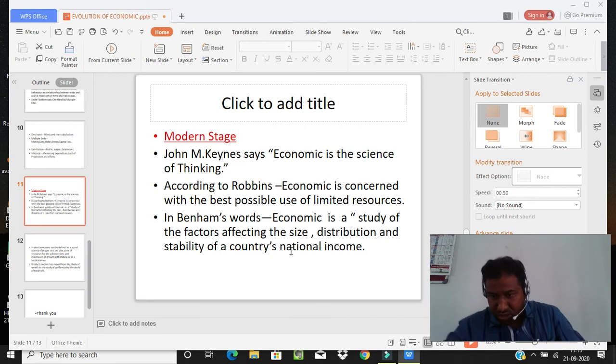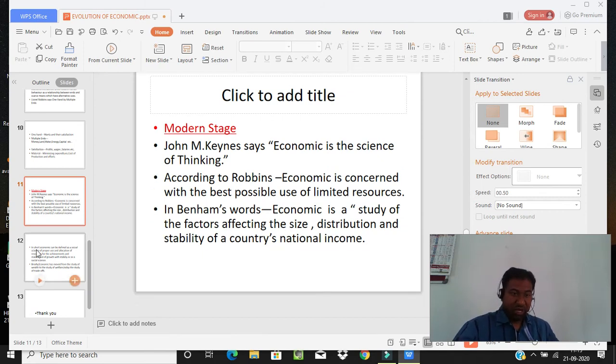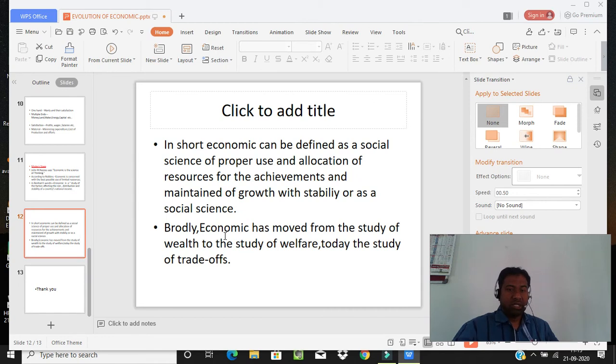Whatever an idea, it costs. So the companies nowadays are generating strategies and tactics for development. What is the best possible use of the natural resources we have? Now, in short, economics can be defined as a social science of proper use and allocation of resources for the achievement and maintenance of growth with stability. Broadly, economics has moved from the study of wealth to the study of welfare. Today, it is the study of trade-off.